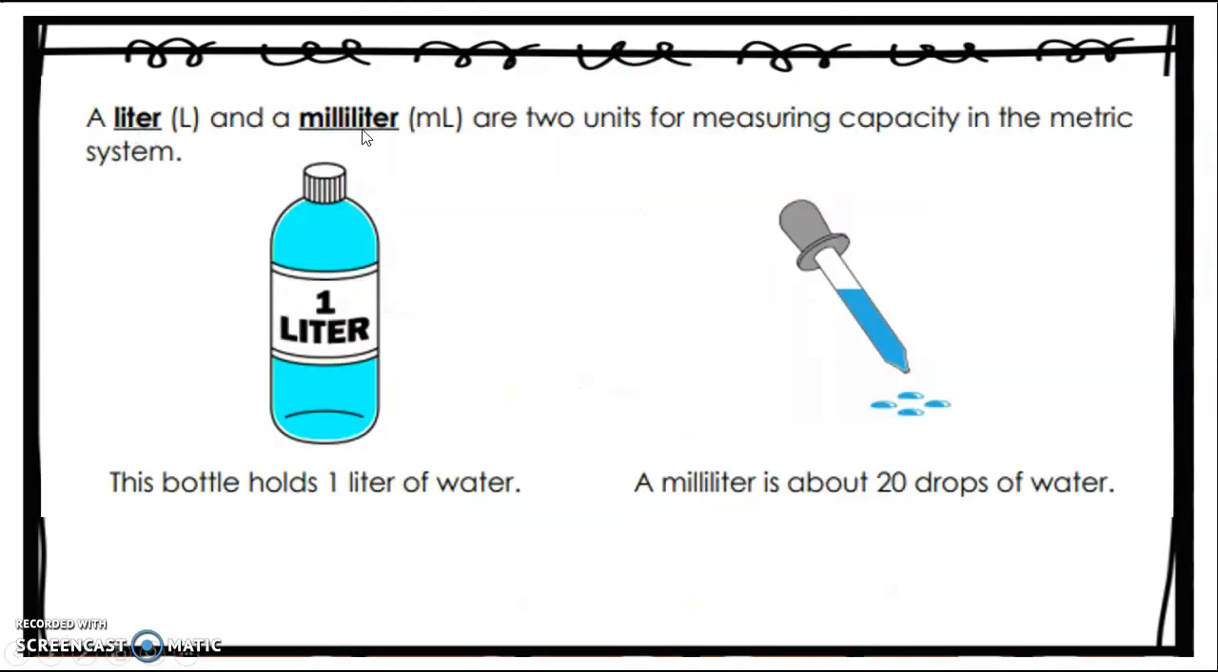A liter and a milliliter are 2 units for measuring capacity in the metric system. This bottle holds 1 liter of water. You buy liter drinks all of the time. A milliliter is about 20 drops of water. So this is like a milliliter dropper. A lot of times you give babies medicine from milliliter droppers too.